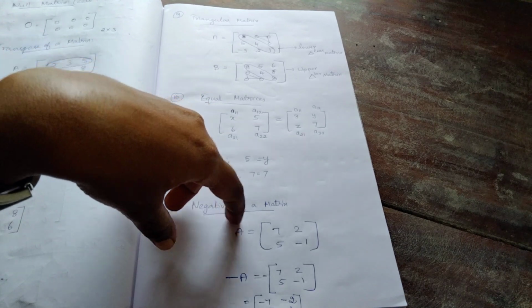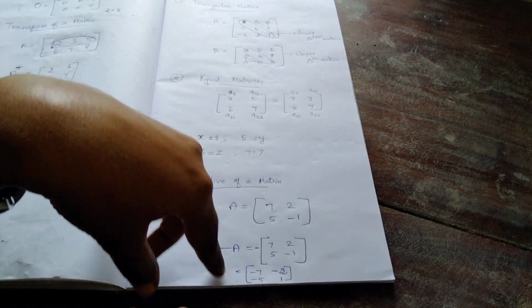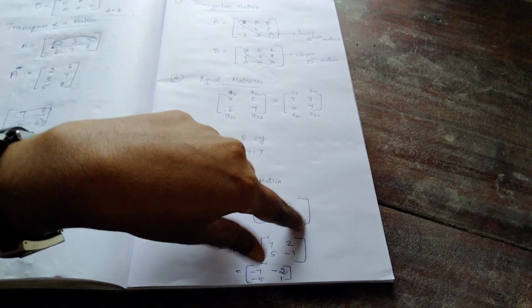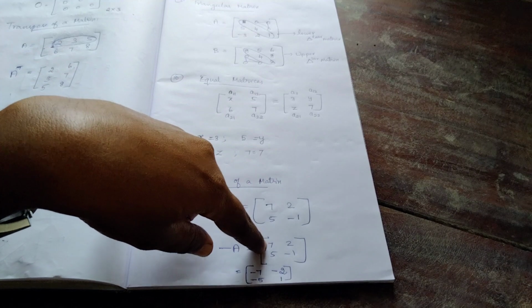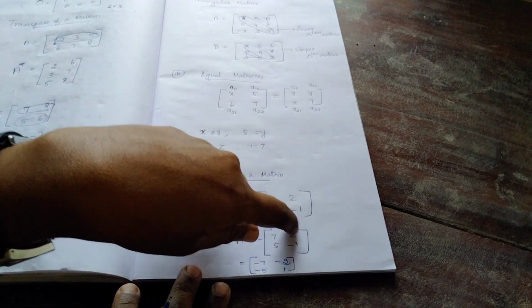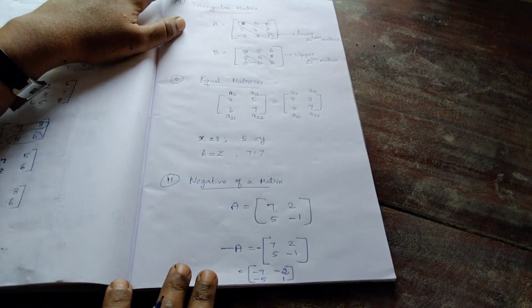Okay. Then negative of a matrix. What's the meaning of negative of a matrix? You should multiply each term by minus. So negative of A is minus A. So for the negative of this matrix, you need to change each sign, multiplying it by minus. So minus 7, minus 2, minus 5 and this is plus 1. That's all the types. Shall we move on to the example problems now?